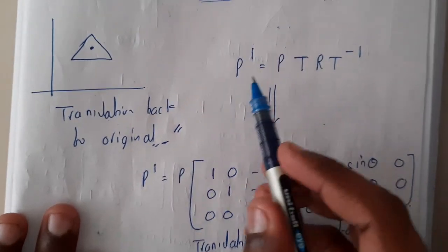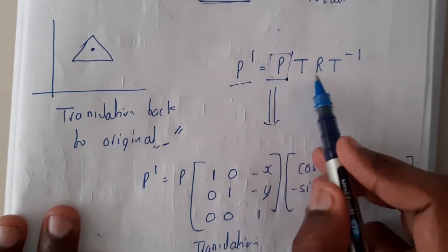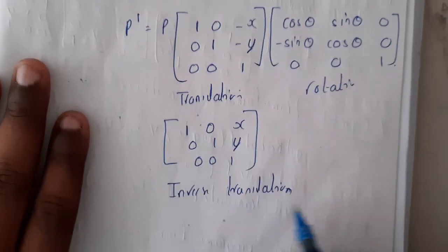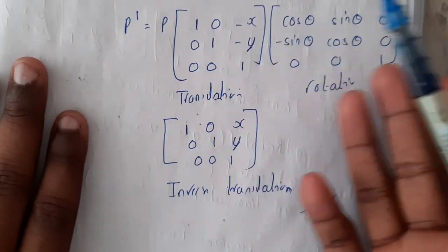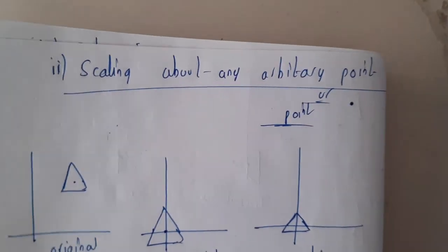So for that, the matrix will be P dash is equal to the initial position P with the translation, rotation and inverse translation. So you can write it in this way guys. Here X and Y will be your position to where you want to transfer it. So I hope everyone got a small idea on this. Okay.